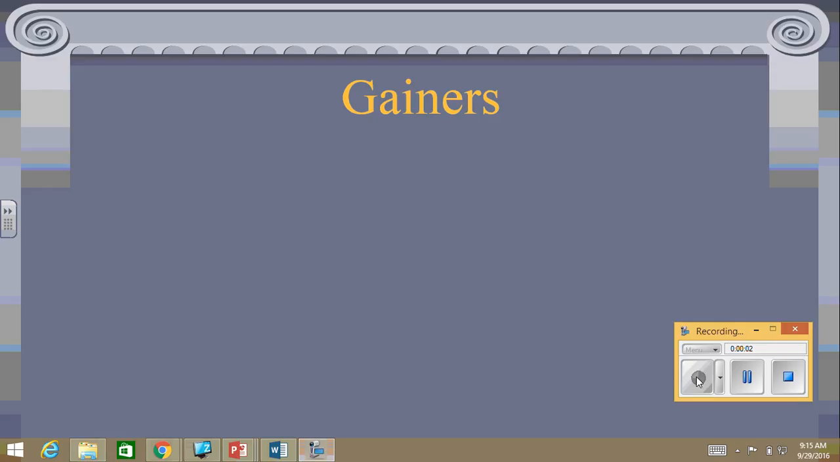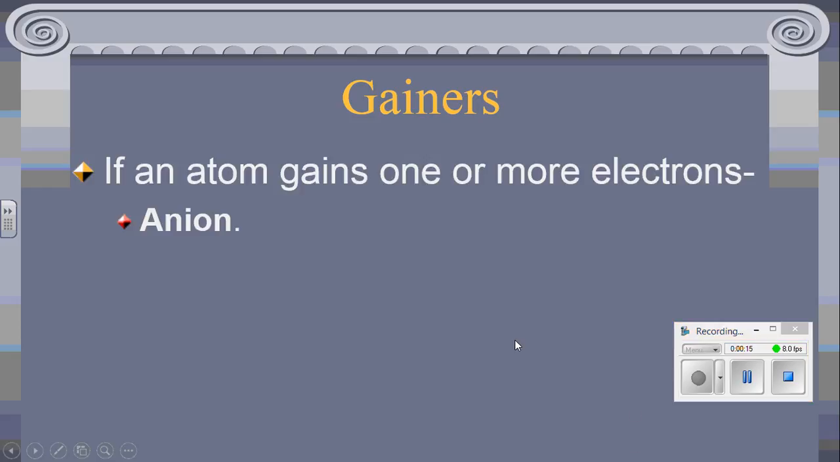Okay, in this video we will continue the process of changing atoms to ions. In the last video, we looked at what happens when atoms lose electrons, so let's look this time at what happens when atoms gain electrons. So if an atom gains one or more electrons, it goes from being neutral to being negative because you've gained negative electrons. And the name of an ion that is negative is anion.